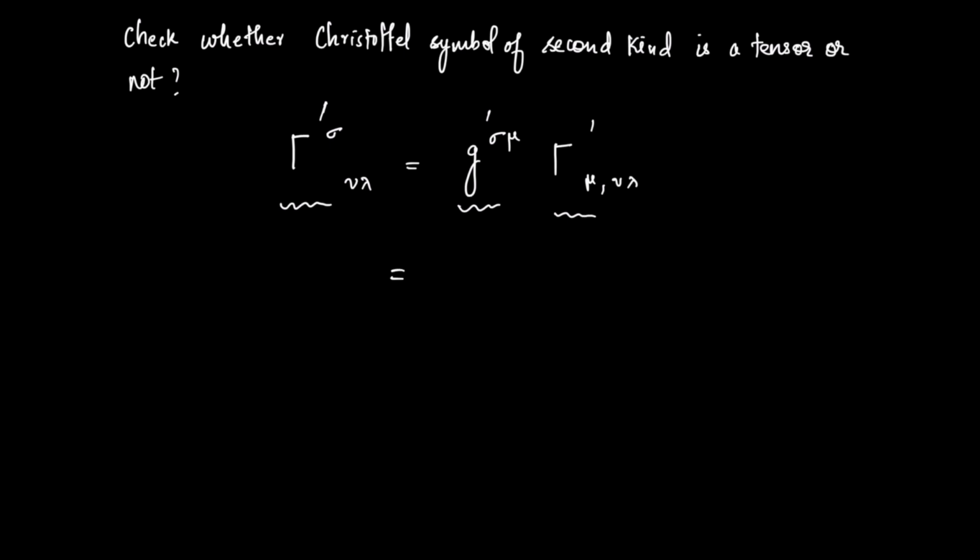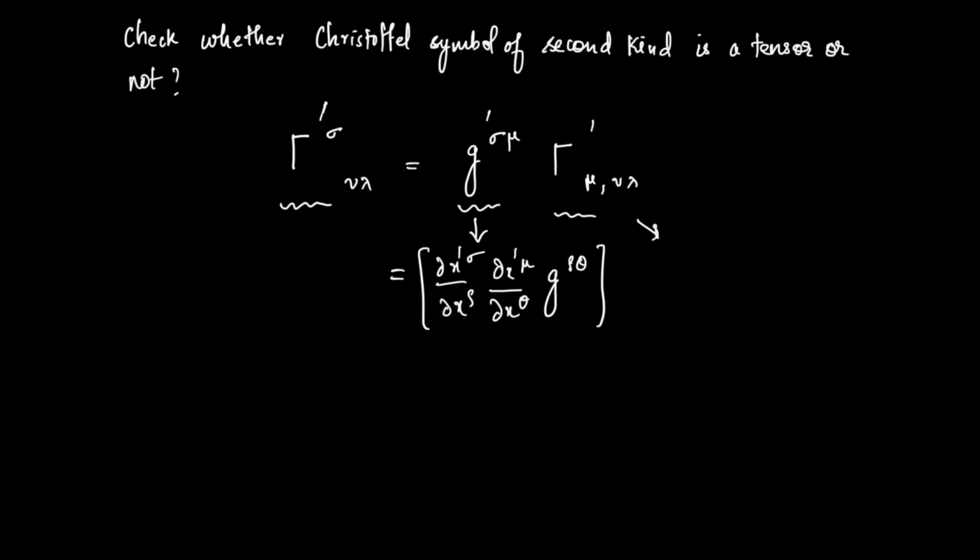Now on the right hand side I can write the transformation for G prime sigma mu. So G prime sigma mu will transform from rho theta as partial derivative of x prime sigma with respect to x rho, and x prime mu with respect to x theta. Okay, this is the transformation for G prime sigma mu.